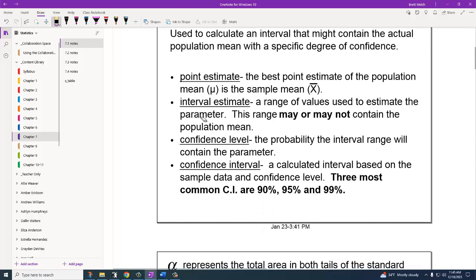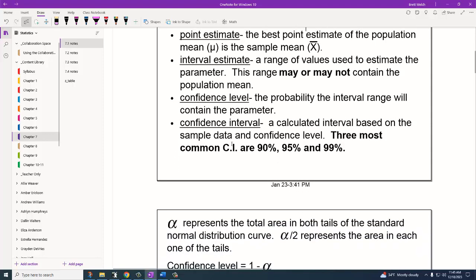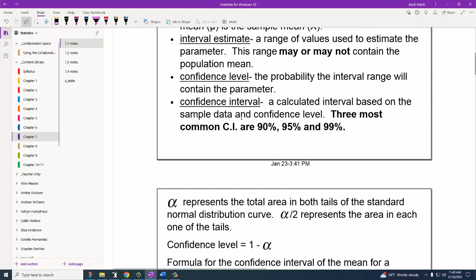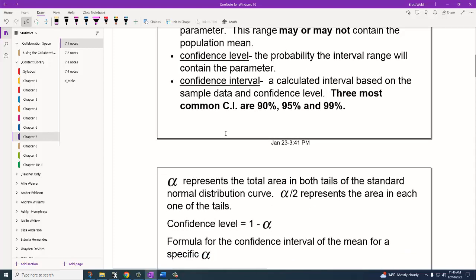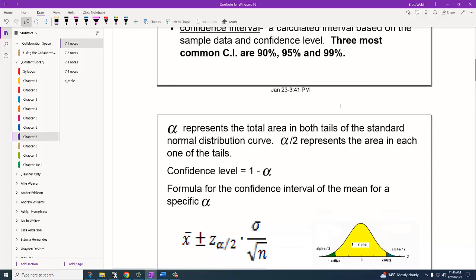The confidence level is the probability that the interval range is going to contain the parameter, the mean. Will the actual population mean be in there? If I say 90% confidence level, then I'm 90% confident, or the probability that the interval contains the parameter is 90%. A confidence interval is a calculated interval based on the sample data and the confidence level. So the common confidence levels are 90%, 95%, and 99%.